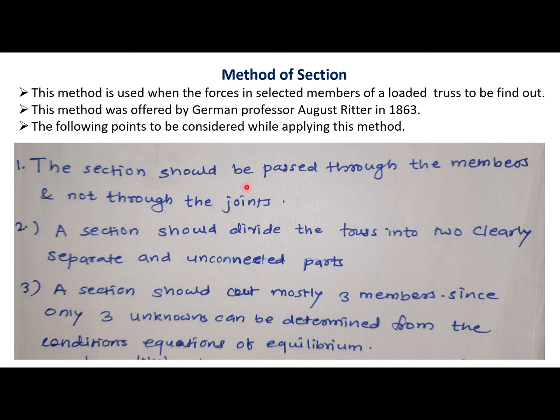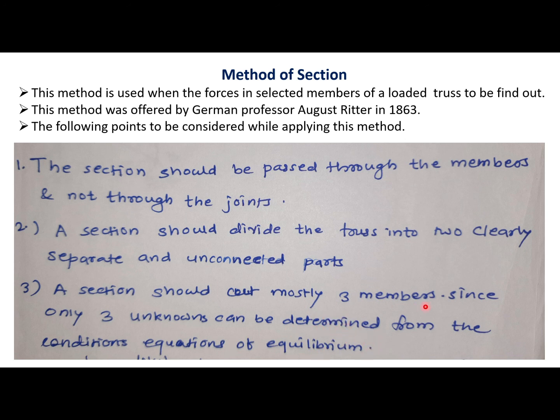The section should be passed through the members and not through the joints. A section should divide the truss into two clearly separate and unconnected parts. The section should cut mostly three members, since only three unknowns can be determined from the conditions of equilibrium.